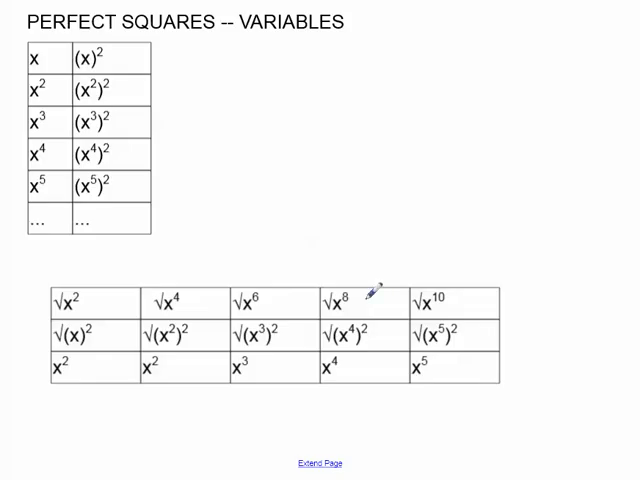So what are our perfect squares in terms of variables? If I take x as my base and I square it, what do I get? Well, I get x squared. If I take x squared as my base and I square it, what do I get? x to the 4th power.